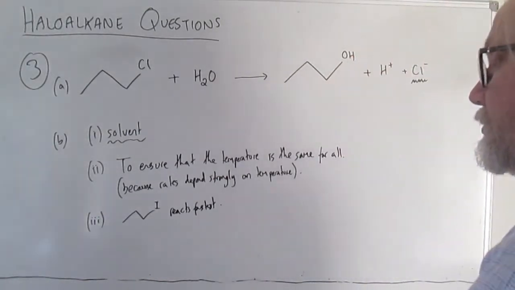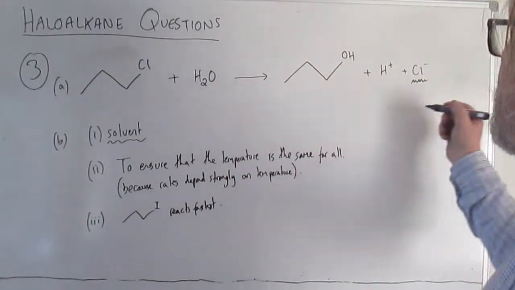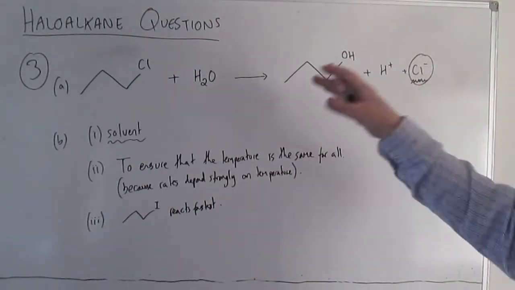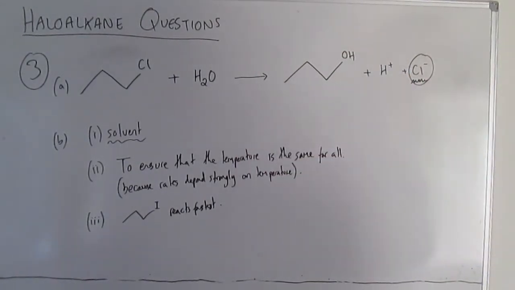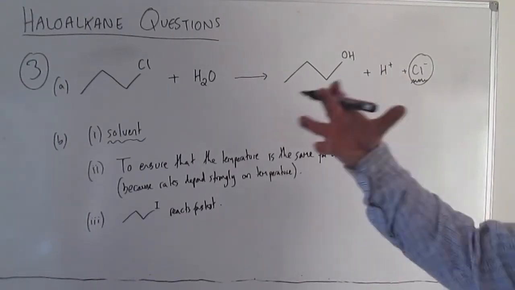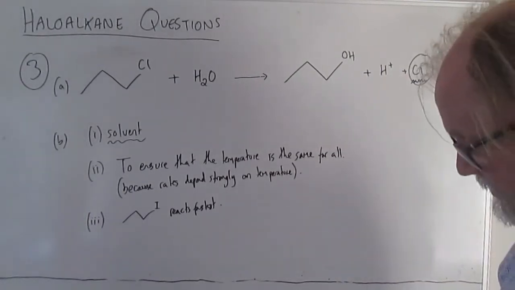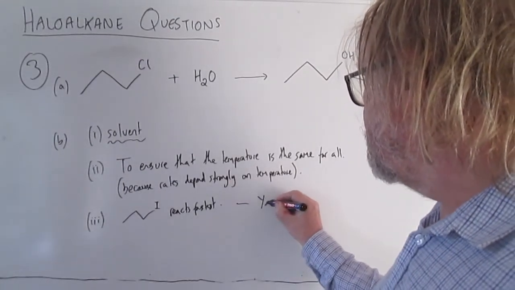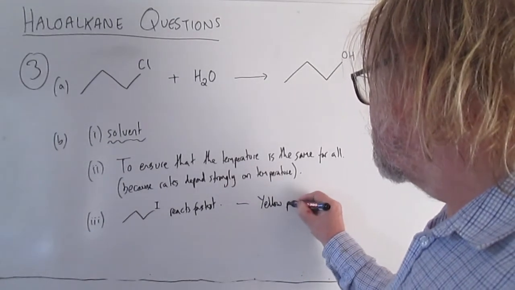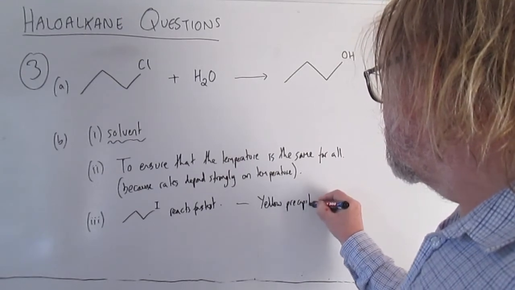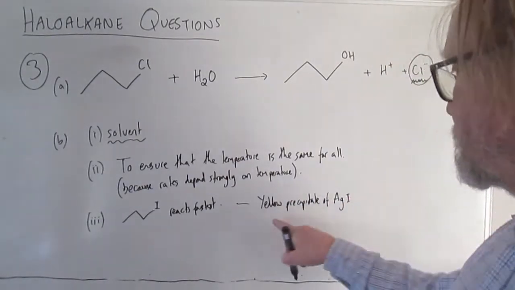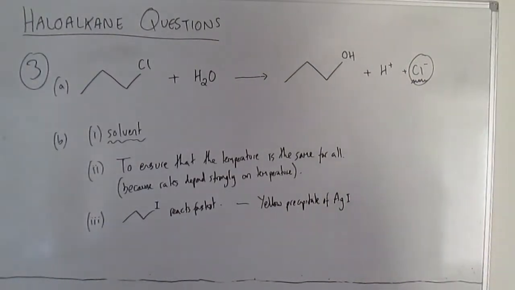And how would you know? Because of the halide ions that are formed, in this case iodide ions, and as soon as they're formed they precipitate out with the silver ions. So the observation would be a yellow precipitate of silver iodide, those precipitate colours you've learned to remember in work we did before Christmas.